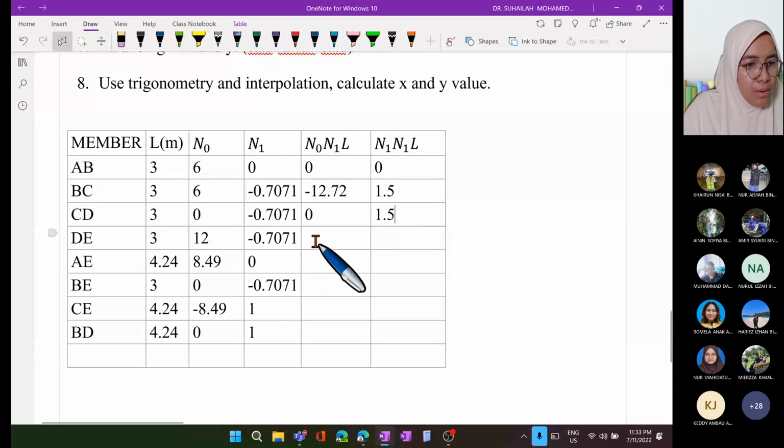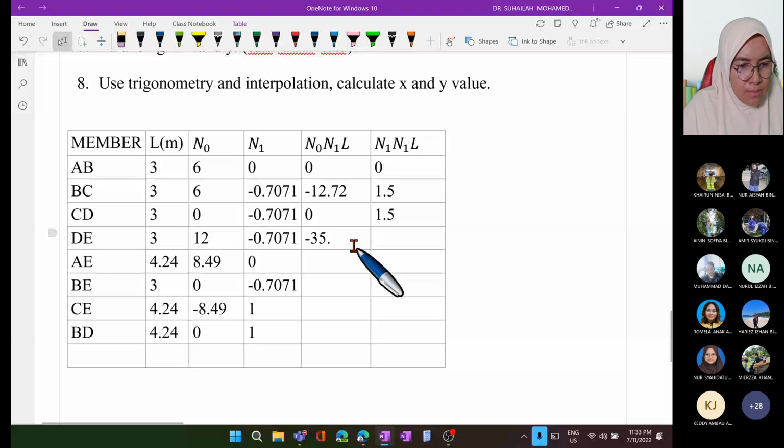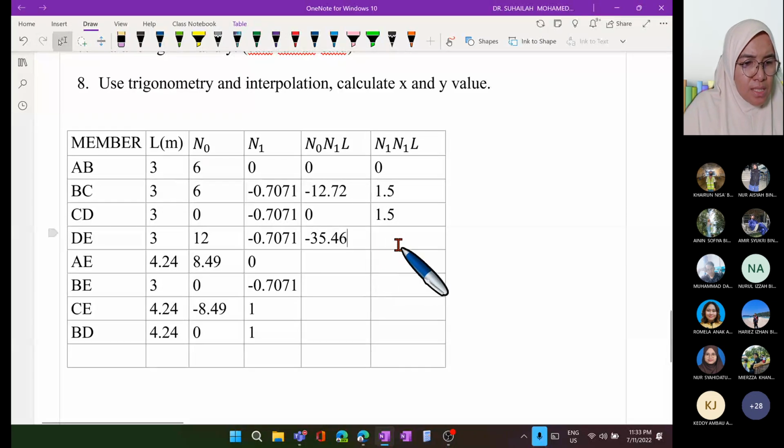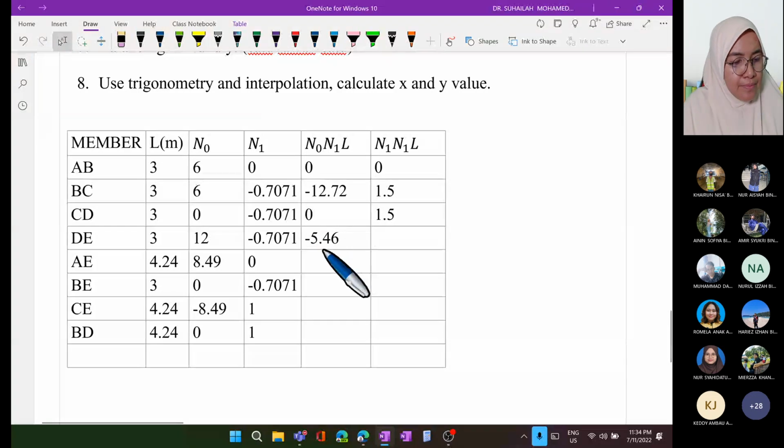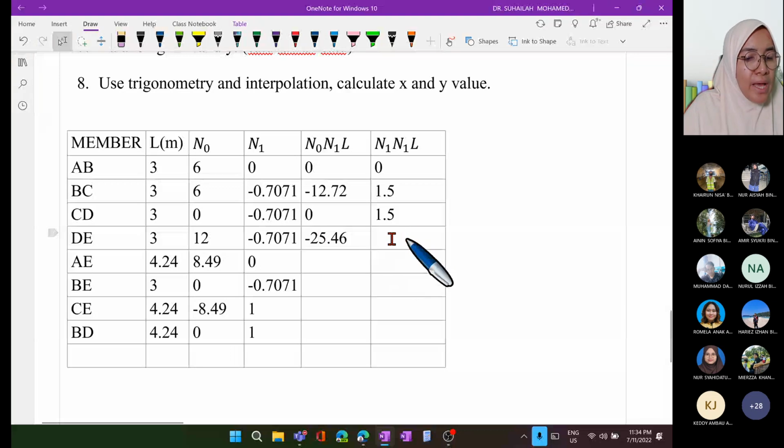This one next: 3 times 12 times negative 0.7071 gives negative 25.46, and we get 1.5 again for N1 square L, same as before.